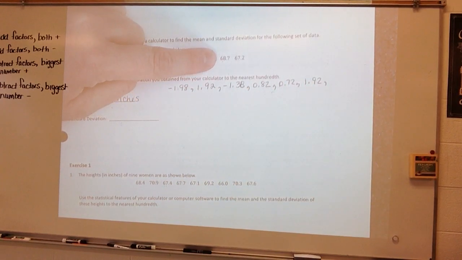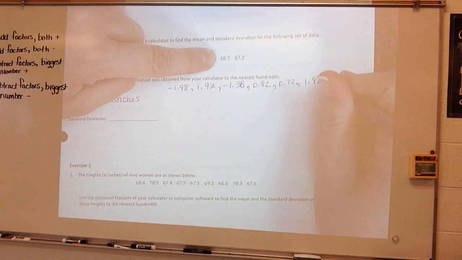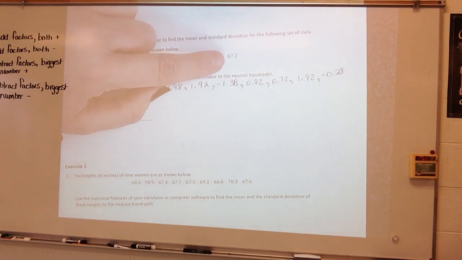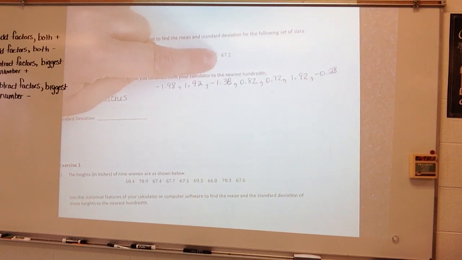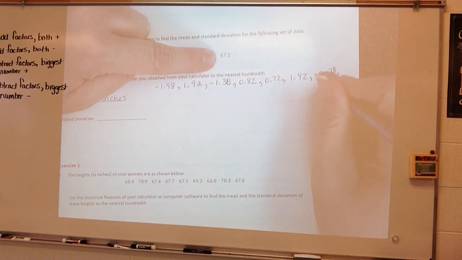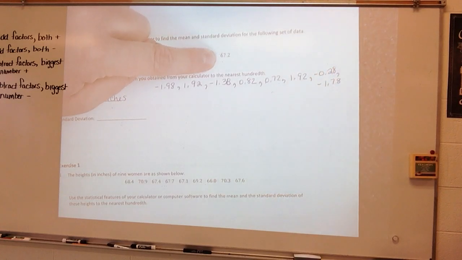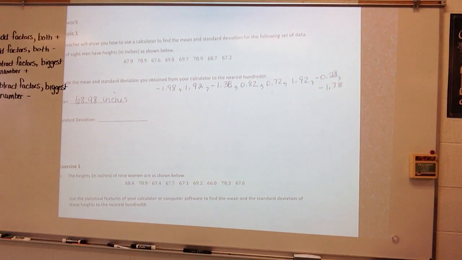So 68.7 minus 68.98 would be a negative 28 hundredths. And 67.2 minus 68.98 would be a negative 1.78. Now you remember we got to square these.